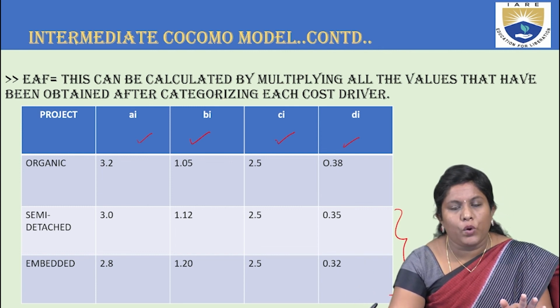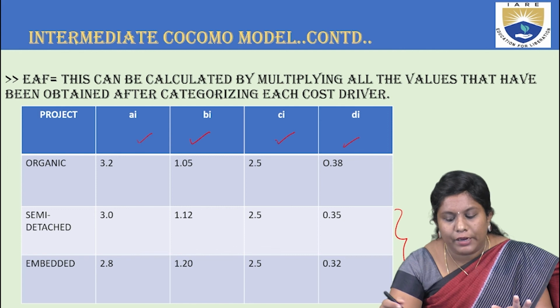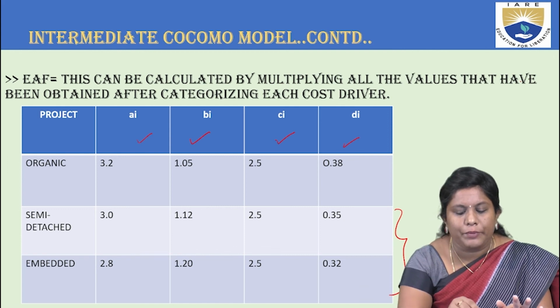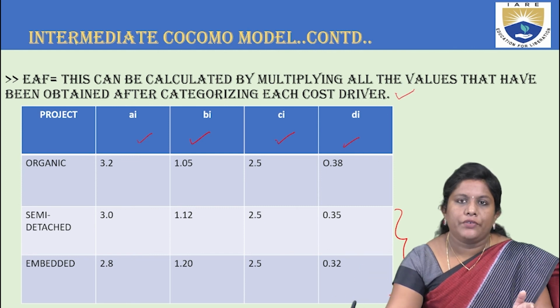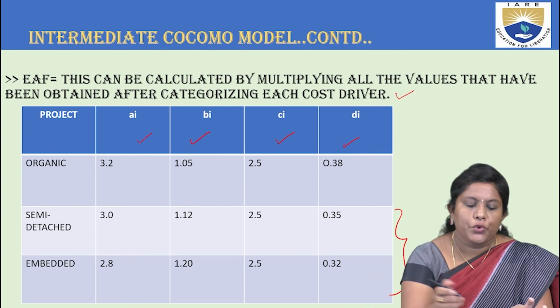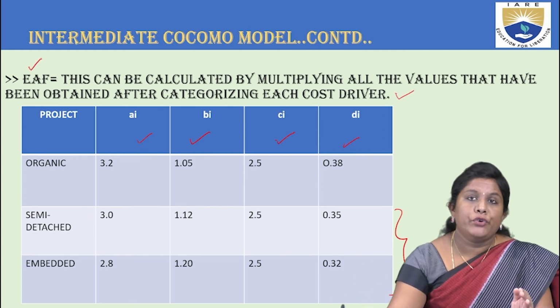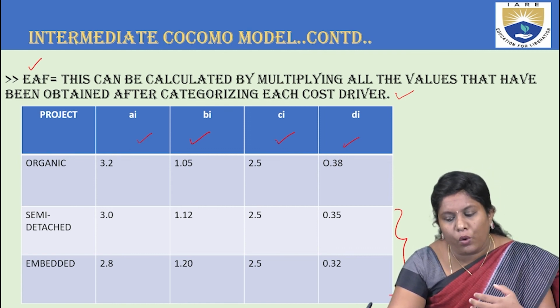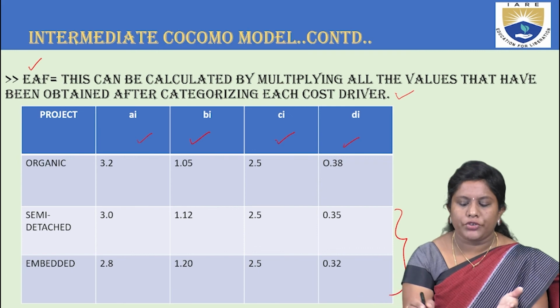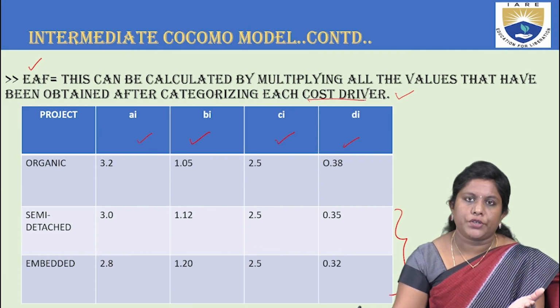Next, EAF. What does this do? This can be calculated by multiplying all the values that have been obtained after categorizing each cost driver factor. So initially you will be given the EAF value. If you are not given the EAF value, you can multiply all the values of the cost related to each cost driver.